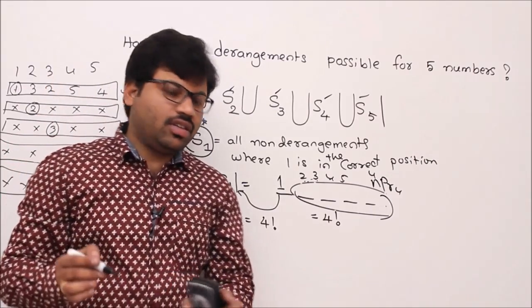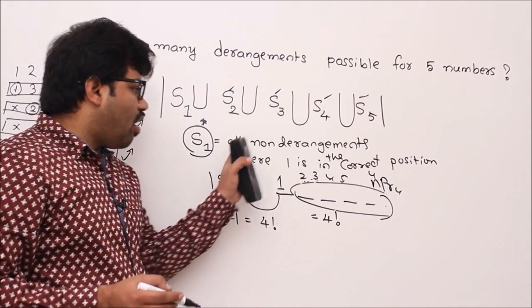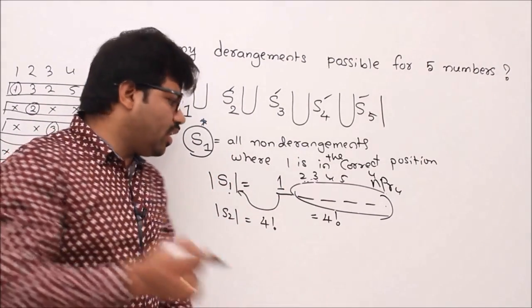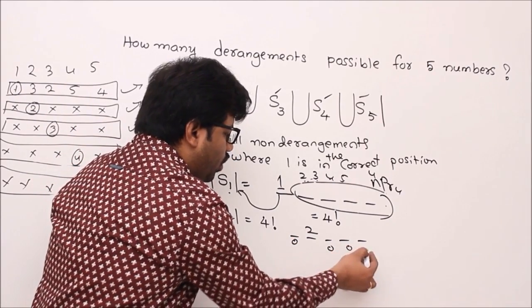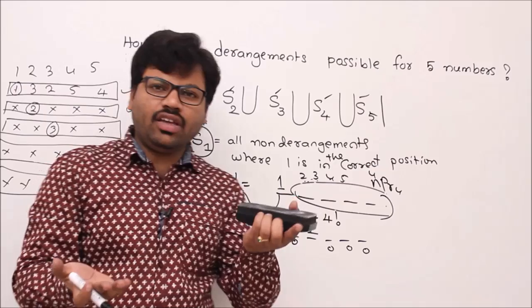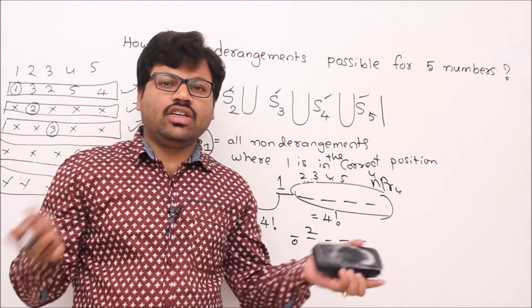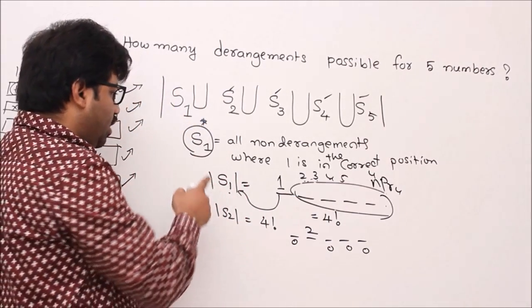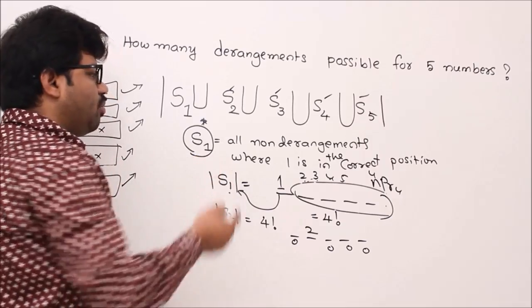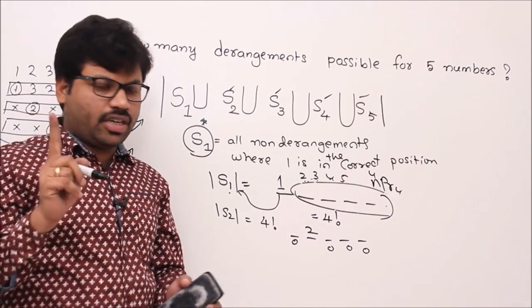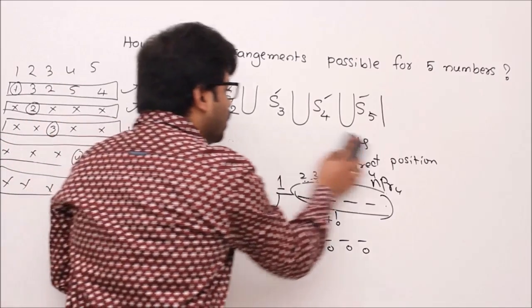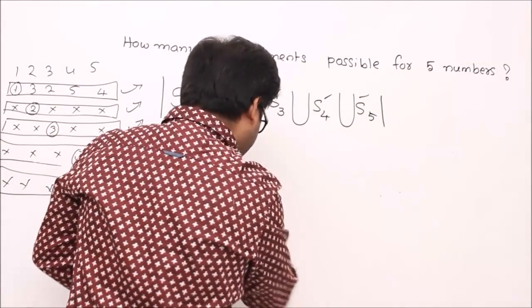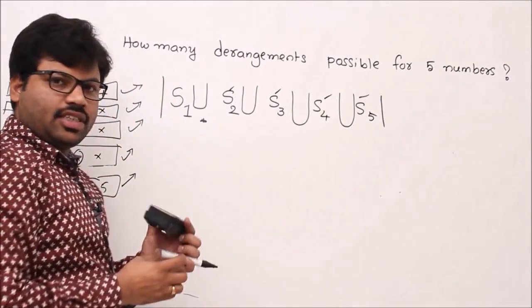What is S2? How many non-derangements are possible where 2 is in the correct position? So 2 is in the correct position, then these 4 positions you can arrange in any way, so there are 4 factorial ways. So you realize that finally mod S1, mod S2, mod S3, mod S4, mod S5 are the same. Remember it, all are 4 factorial. Then we have to compute the 2 intersections. Let's compute 2 intersections.